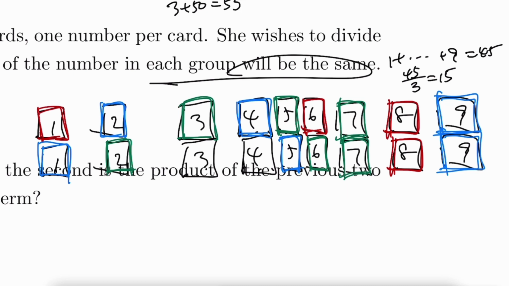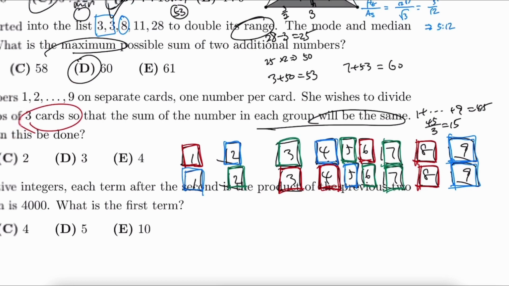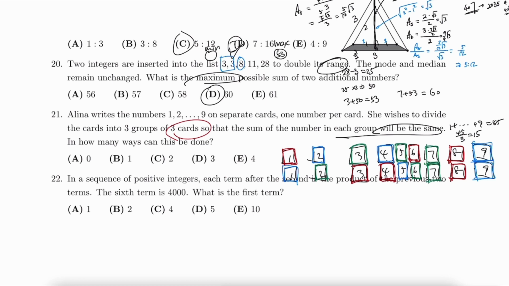And the only way to do so right now is going to be 1 and 5. If you're not convinced, pause the video, see if you can have any other combinations. Because if you don't have 1 and 5, you have to have 2 and 4, and that doesn't work, because 2 is already taken. Which means that the red has to have 3 and 4. So that is a total of 2 ways that this could be done. So our answer for this problem is just going to be C, 2.